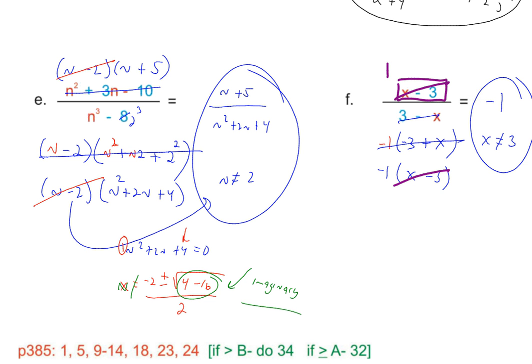All right, listen, simplifying. It's all about factoring. Factor the numerator, factor the denominator, divide out common factors, and oh yeah, be careful about excluded values. Values of the variable that give you a 0 in the denominator and therefore are undefined, or which cause infinity.